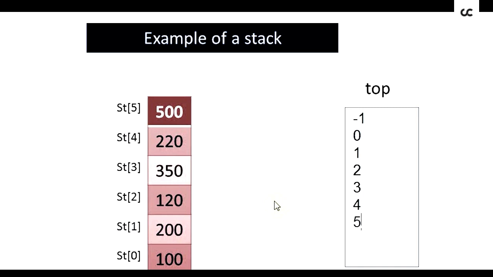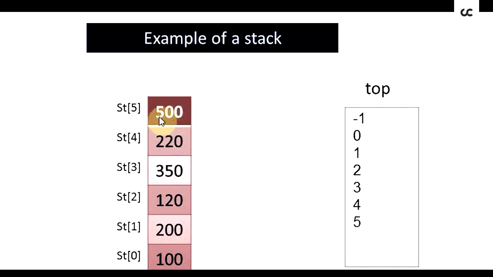So now suppose I want to remove an element from this stack. I want to pop an element from the stack. Now I cannot pop 100, 200, 120, 350 or 220. Why? Because I have already told you that the deletion, that is popping, will also take place from the top. So the element that I can pop is only the element at the location st[5].